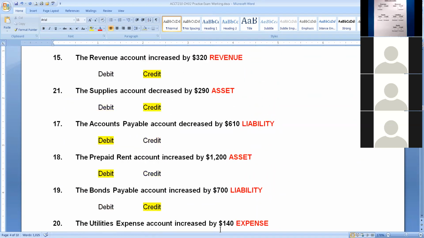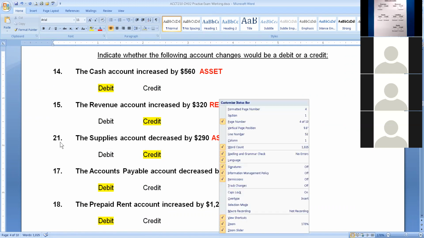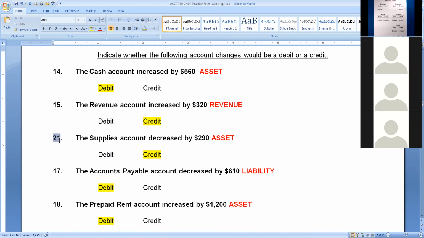Let's go through these and make sure we got them all. Okay, so 14 is a debit. 15 is a credit. What kind of wacky numbering do I have here? That should be 16 instead of 21. Oopsie daisy. My new numbering system of 15, 21, 17 hasn't caught on, so we'll go back to the old stuffy method.